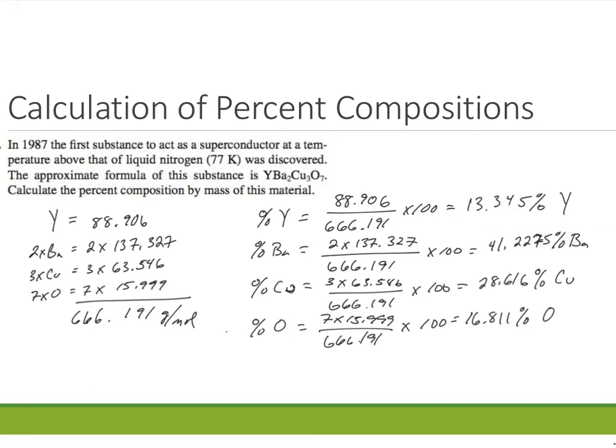So completing the math, we end up with 13.345% yttrium, 41.2275% barium, 28.616% copper, and 16.811% oxygen.